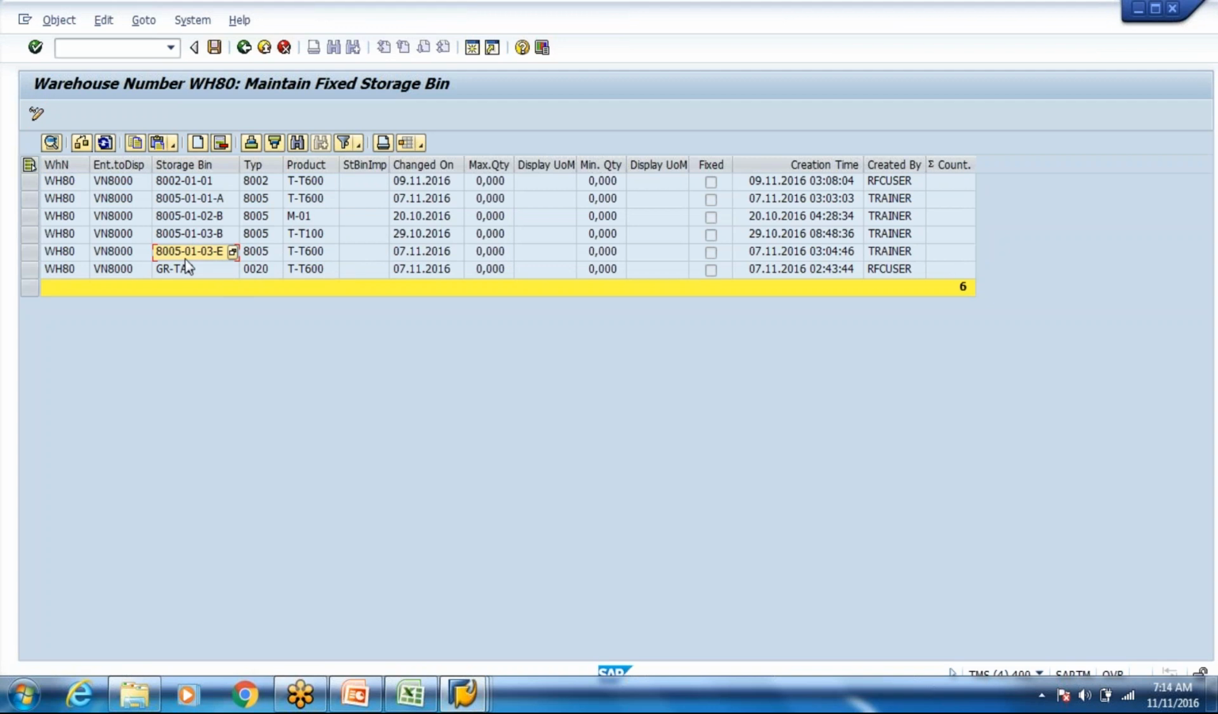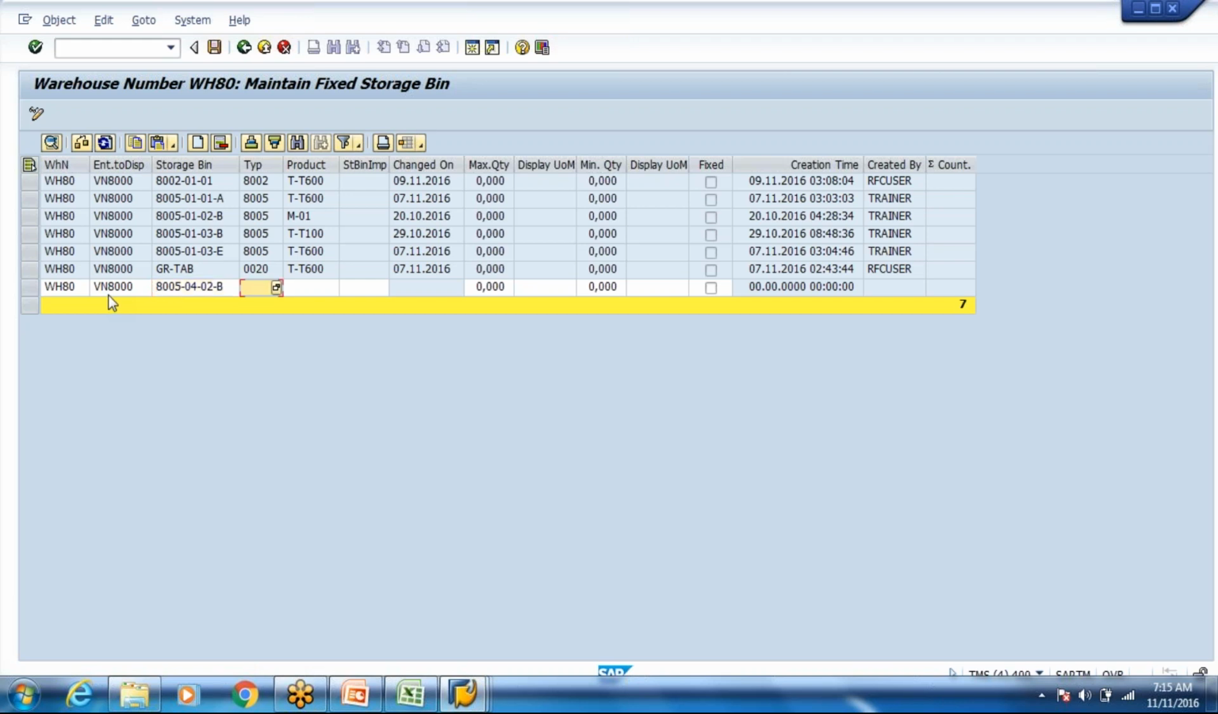Oh god, I think the entry that we maintained for our product has not been saved. Not sure, I don't see the entry. I'll maintain it again. VN 8000. So we were putting it into 8005 dash 4 dash B, sorry, 4 dash 2 dash B.